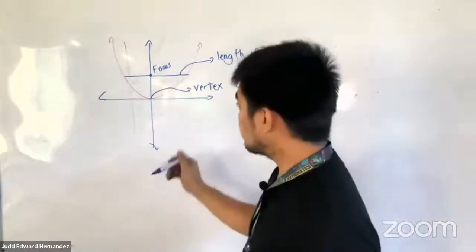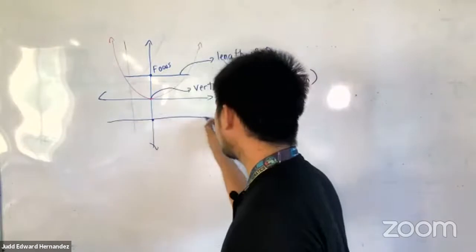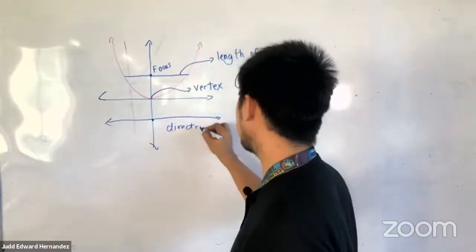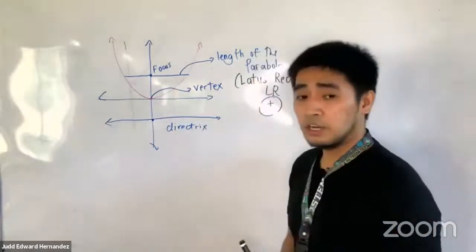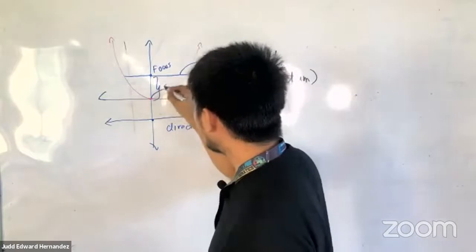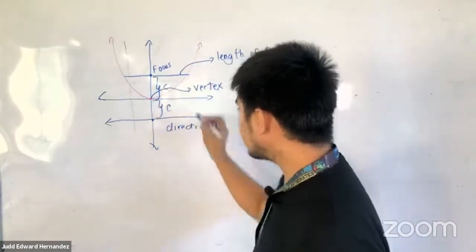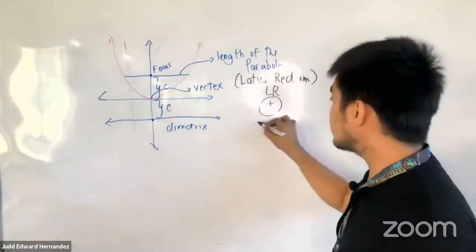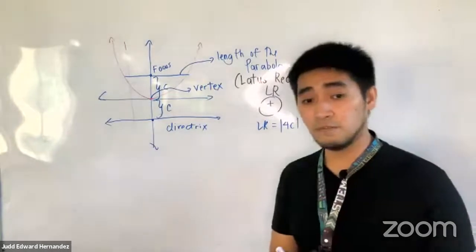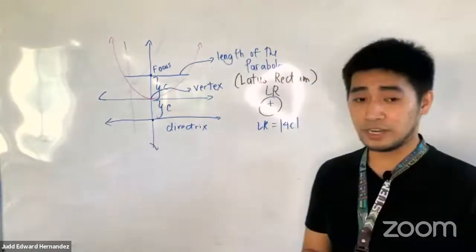So, below the vertex, there is a directrix. And the directrix is a line. So, we call this directrix. Okay, so ano yung mga distances nila? From the focus going to the vertex, that is C. From the vertex going to the directrix, that is also C. And the distance of the latus rectum is always the absolute value of 4C. Ibig sabihin, 4 na C daw yung latus rectum nila.